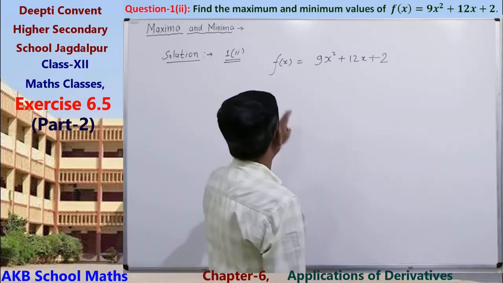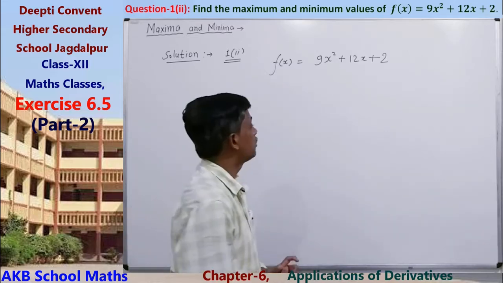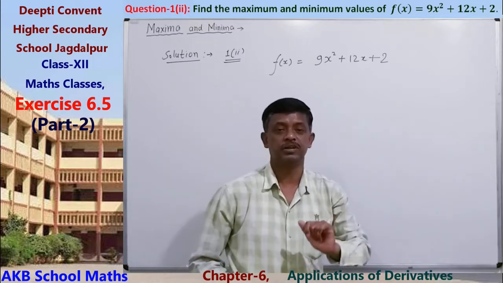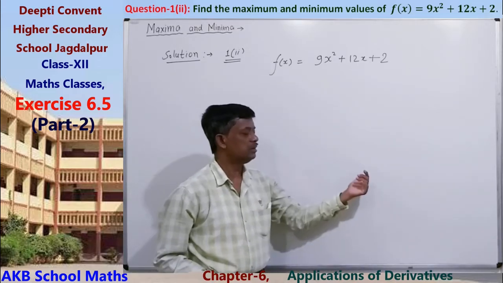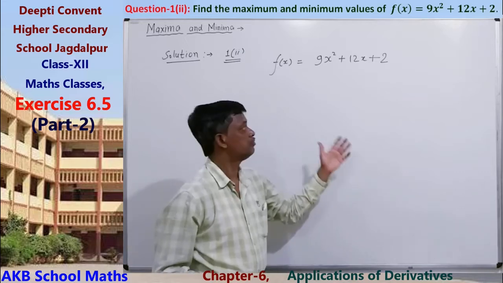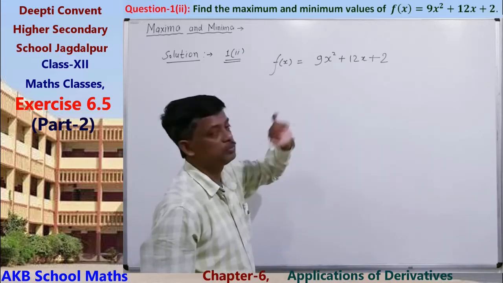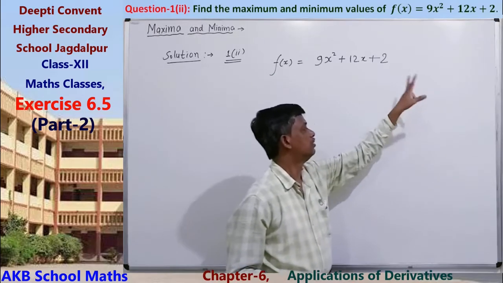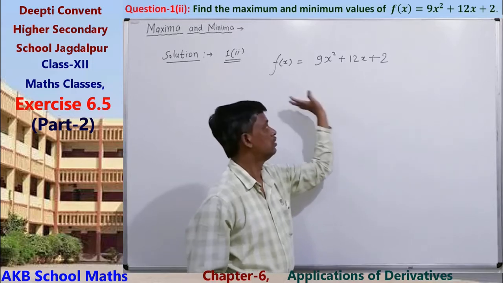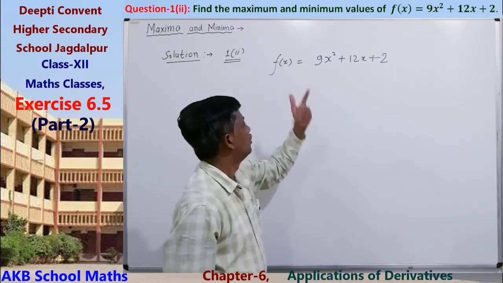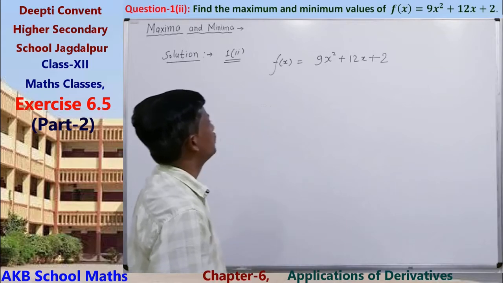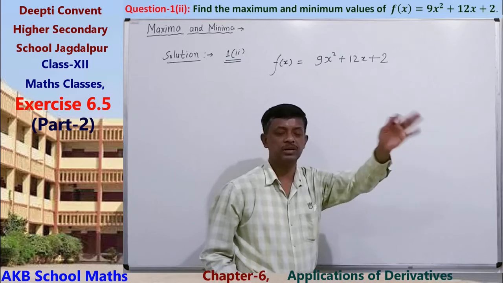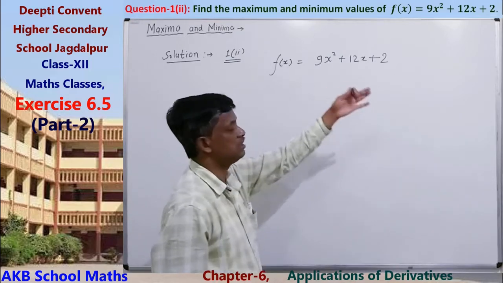So first of all, you are required to find the domain of the function. Whenever you have to find the maximum and minimum of a function, first of all you have to determine the domain of this function. Sometimes the domain is indicated, but here nothing is indicated, so we identify the domain ourselves. It is a polynomial function, so its domain is all real numbers. That means x may be any real number.